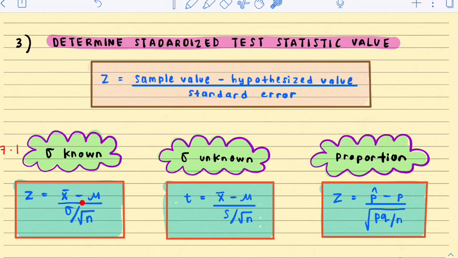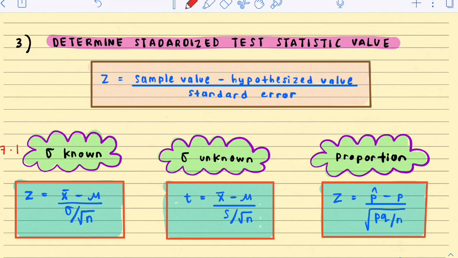So what is the formula of the standard error for sigma known? This has been discussed in chapter 6. Standard error for sigma known is sigma over square root of n. So you have to memorize this formula for the first type.